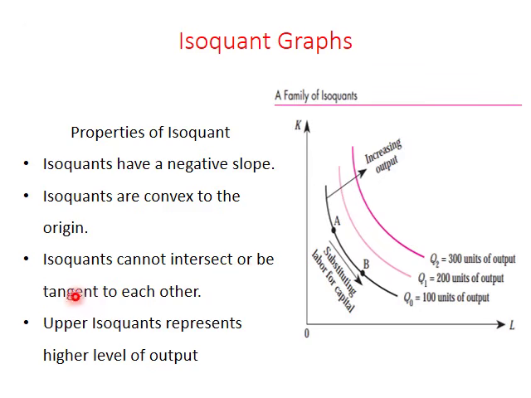And the other property is that isoquants cannot intersect or be tangent to each other, because isoquant curves each represent a unique quantity of output, explaining outputs which have different combinations. And the upper isoquant represents the higher level of output. As you see from these figures, this is the upper isoquant, and it has the highest level of output. As we go from this to this, the output increases.